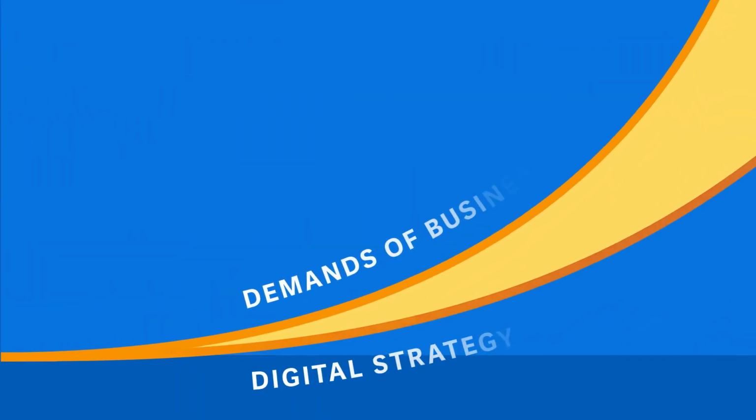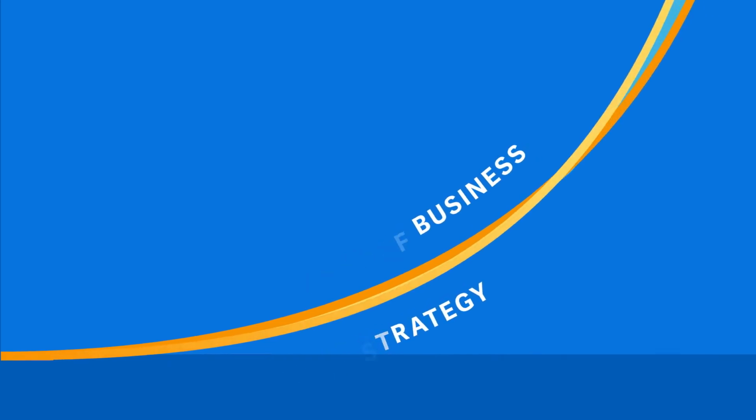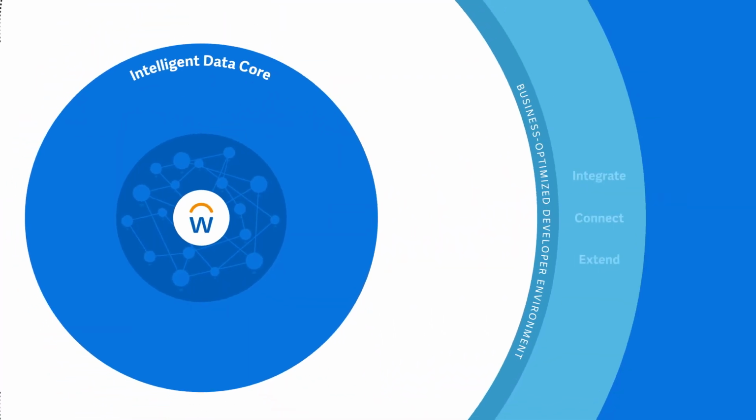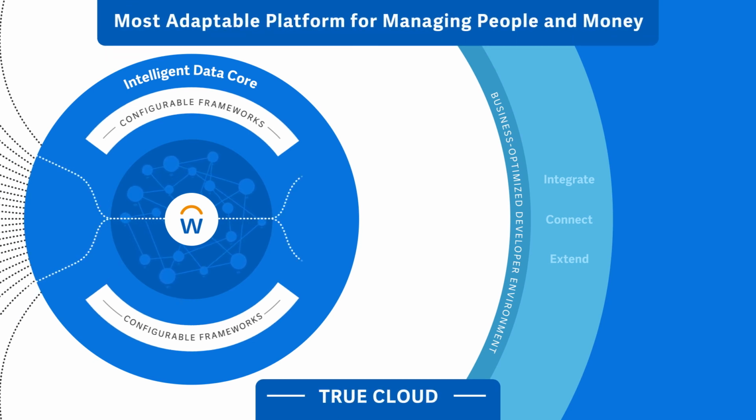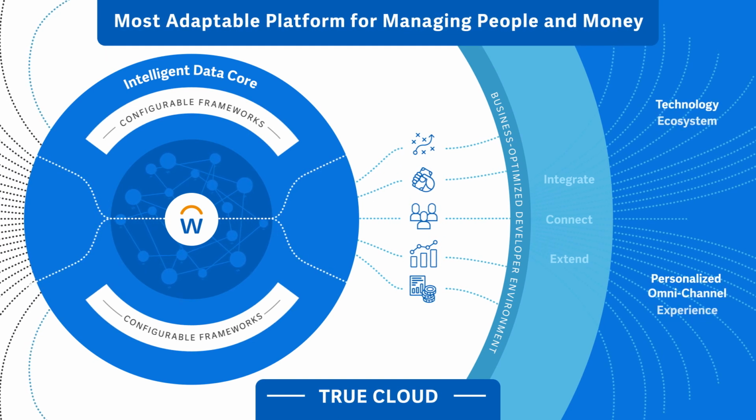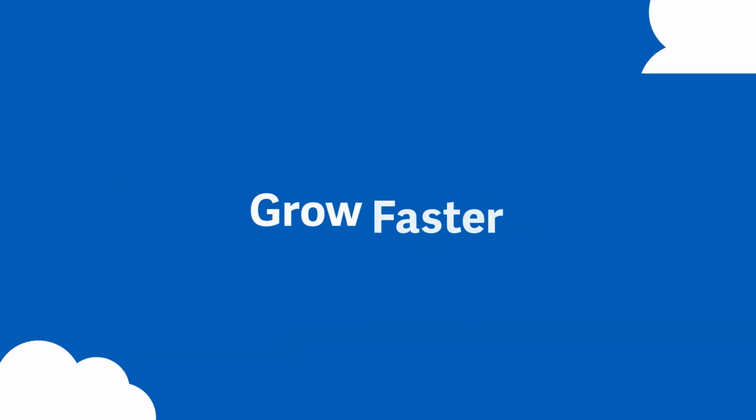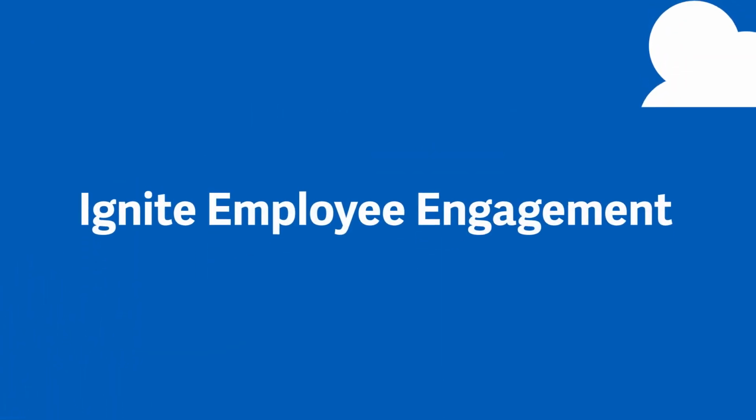To close the acceleration gap and gain adaptability, you have to move beyond the ERP models of the past. The Workday Enterprise Management Cloud Platform, the most adaptable platform for managing people and money, helps your organization innovate more, grow faster, and ignite employee engagement.